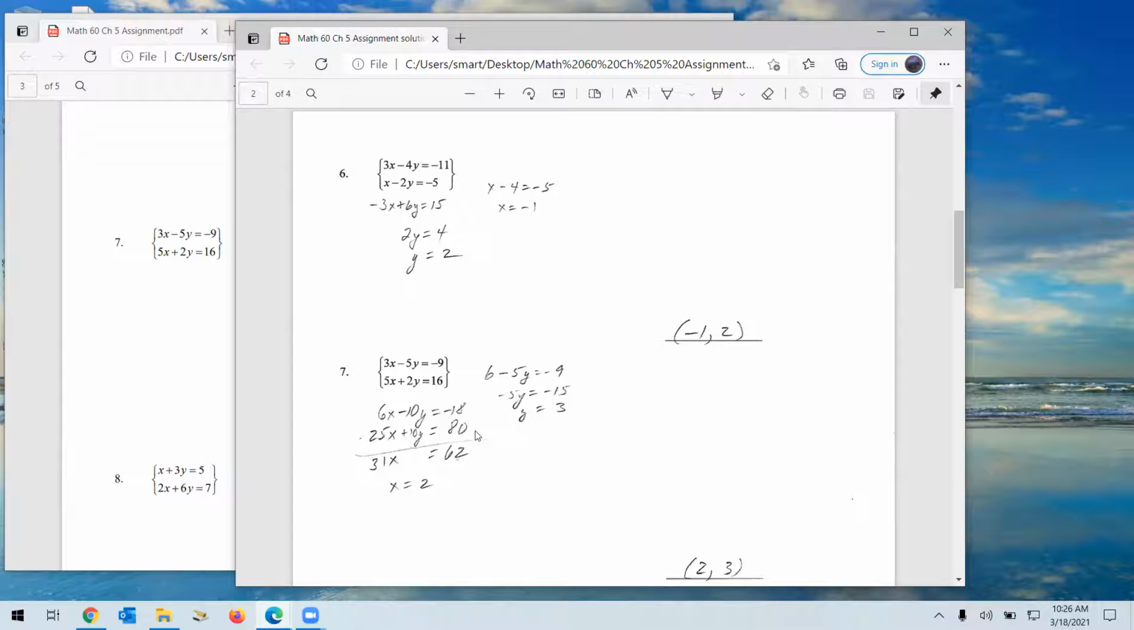So if x equals 2, now I got to go back and plug that into one of them. It looks like I used the first one. 3 times the 2 was a 6. Minus 5y is negative 9. So subtracted the 6, negative 15. Divide by the negative 5. Y equals 3. So 2, 3.